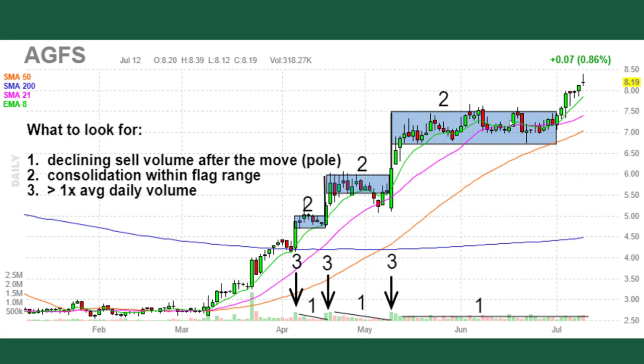And I've been watching AGFS for a long time, and this chart really played out nicely because it traded so tight for such a long time. And Michelle talks about this too: the longer the consolidation, the bigger the move. So when this was consolidating and it broke out, I added to the position.